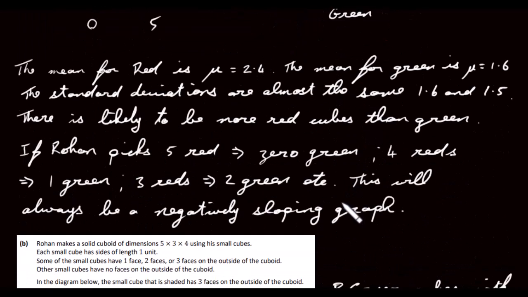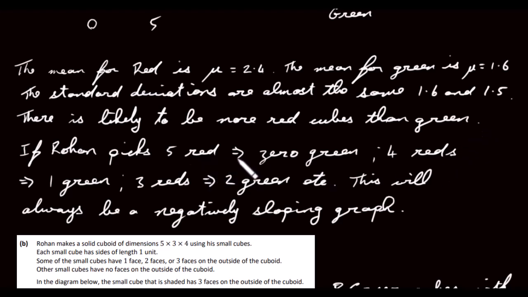So I've kind of made a statement here. Maybe I've gone into it in too much detail, I'm not too sure, but let's have a look at it. The mean for the red is 2.4. The mean for the green is 1.6, based on Rowan's initial 7 trials. So it would appear that there are more reds than green. The standard deviation is roughly the same. Now there is likely to be more red cubes than green based on Rowan's initial trial.